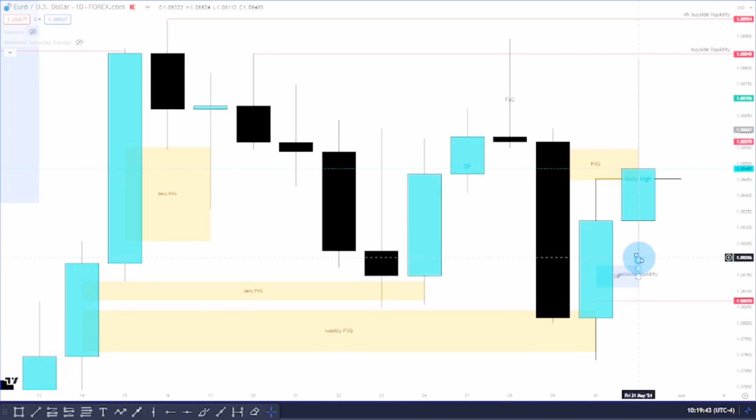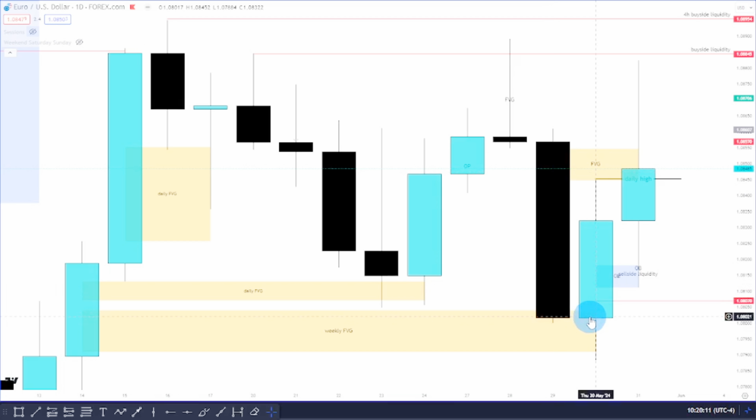So the trade was based on a 1 hour idea, where we got our full directional bias from the daily time frame. So this is the Friday candle, right? This is Thursday's candle, and this is Wednesday candle. Looking from the Wednesday candle, you can see how price traded down to this weekly fair value gap.